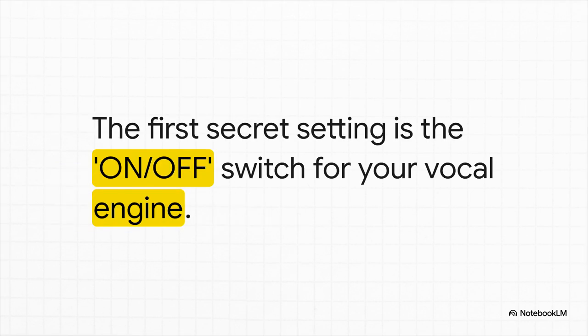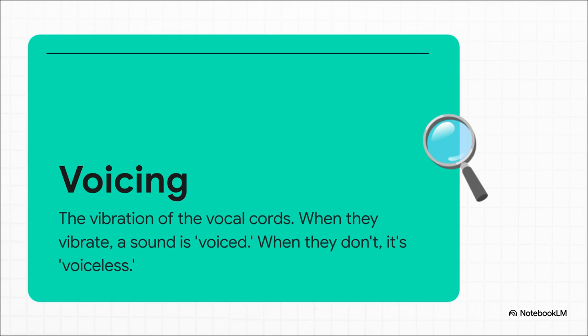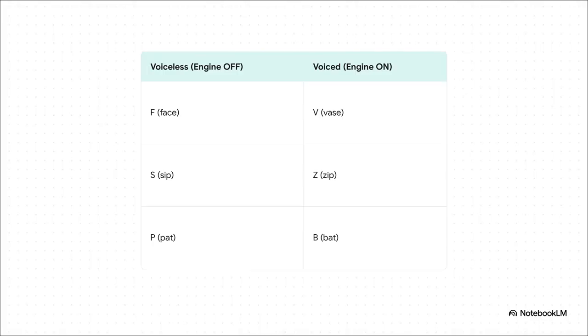Okay, let's go back to that engine, the buzz generator. Turns out it has one really basic fundamental setting, a simple on-off switch. And this is the very first secret to unlocking the blueprint. That switch has a technical name, voicing, and all it means is whether or not your vocal cords are vibrating. If they're buzzing, the sound is voiced. If they're just sitting still, it's voiceless. And that vibration, that buzz, is the only thing that's different between the V in vase and the F in face. And this one simple rule is everywhere in English.